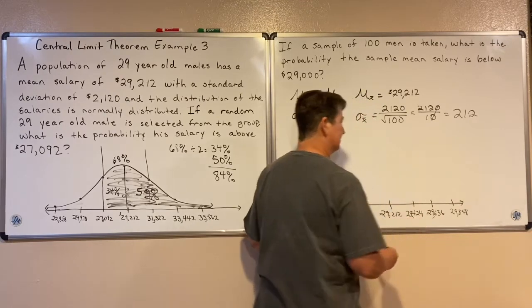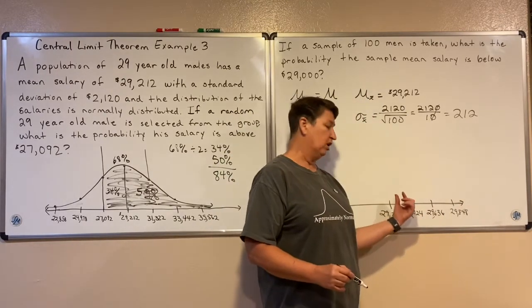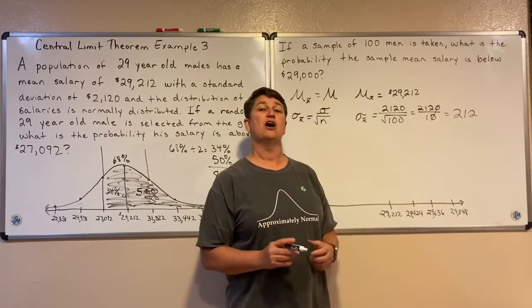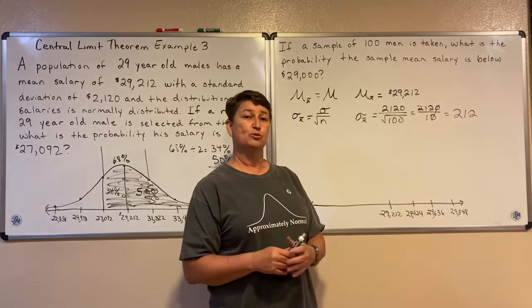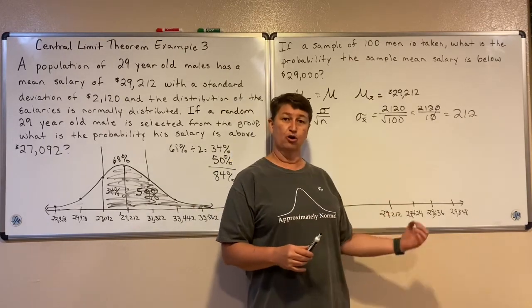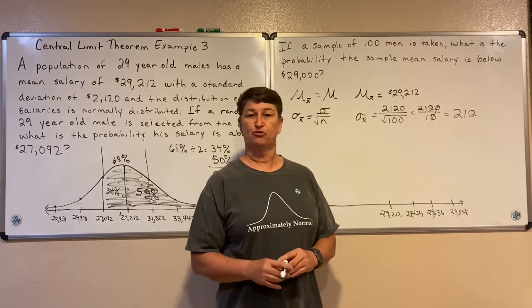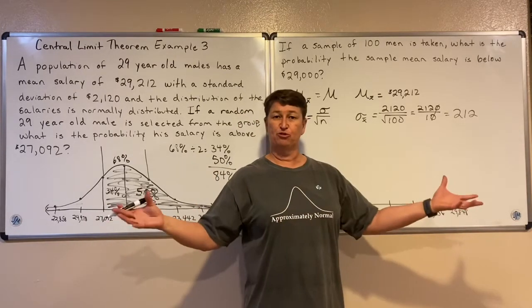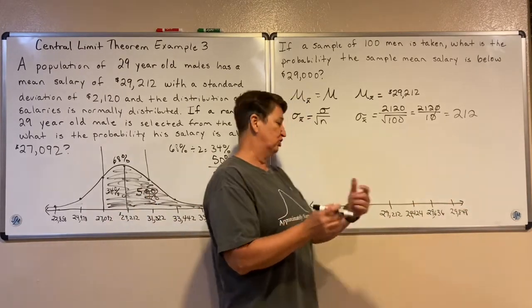So notice that the standard deviation here has shrunk. The standard deviation of our sampling distribution is smaller based upon that sample size. Depending on it, the bigger the sample size, the smaller your standard deviation.